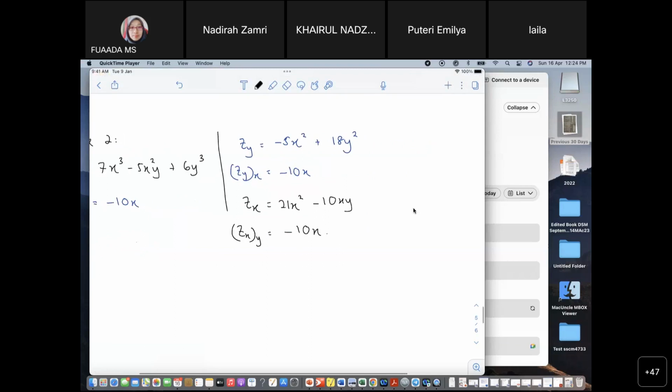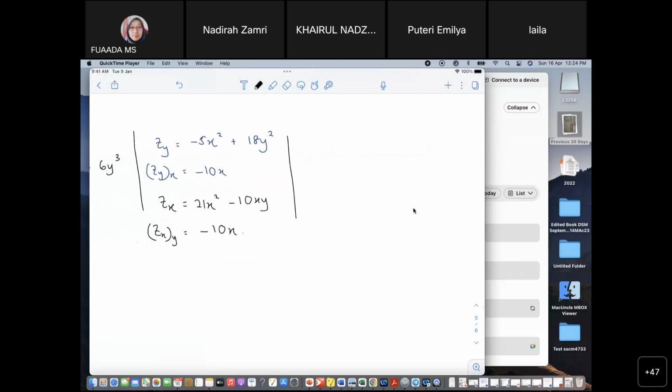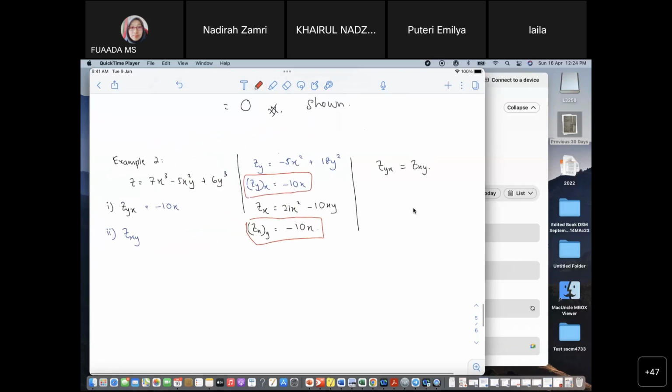So now you can see that based on the theorem, it says that zyx always equal to zxy. You can see the expression here, they are the same. This one, zyx, is the same as zxy. They have the same form. This is in agreement with the theorem. Okay, they are always similar. Okay, back to the question here. So we got the same, negative 10x.